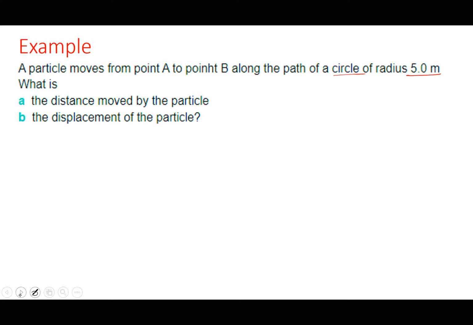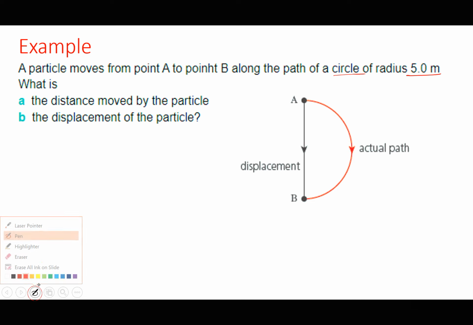So let's first have a diagram. So the particle moves from A to B. Of course, the displacement is going to be the shortest distance from A to B, the straight line distance from A to B. But the particle moves in a circle, so the distance is going to be the circumference of this circle. So in that case, for the displacement, I don't even need to calculate anything.